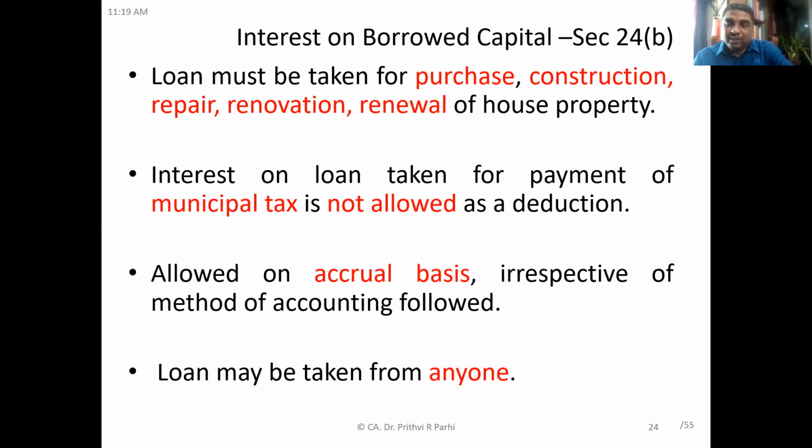Yes, but sir, that is for municipality taxes. But for interest, it is allowed on accrual basis. That means irrespective of your actual payment, you might not have paid, but the bank has already charged you. The bank has debited your account. So it is accrued. So on accrual basis, even if you are following the cash method of accounting, that doesn't matter. Method of accounting doesn't matter. This particular item, interest, will be allowed on accrual basis.